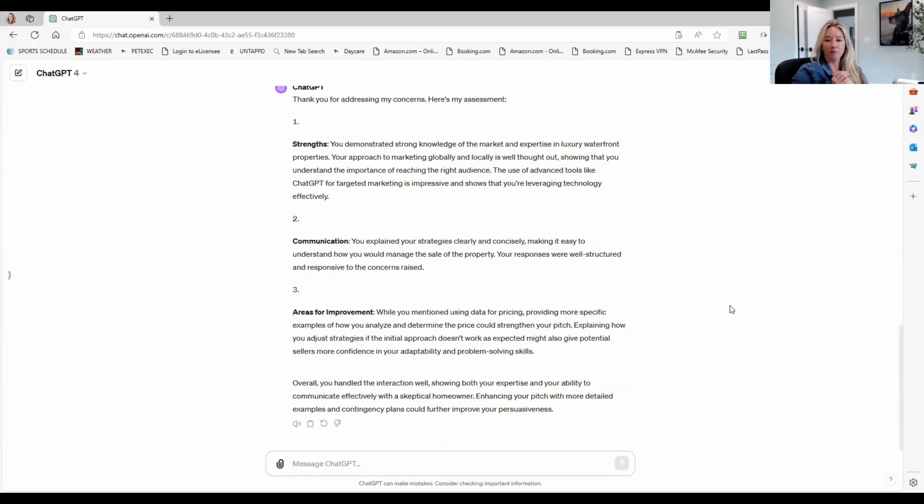Areas for improvement: while you mentioned using data for pricing, providing more specific examples of how you analyze and determine the price could strengthen your pitch. Explaining how you adjust strategies if the initial approach doesn't work as expected might also give potential sellers more confidence in your adaptability and problem-solving skills. Overall, you handled the interaction well, showing both your expertise and your ability to communicate effectively with a skeptical homeowner. Enhancing your pitch with more detailed examples and contingency plans could further improve your persuasiveness.